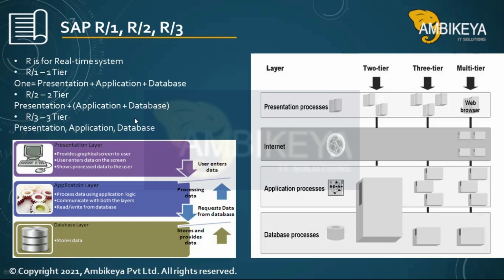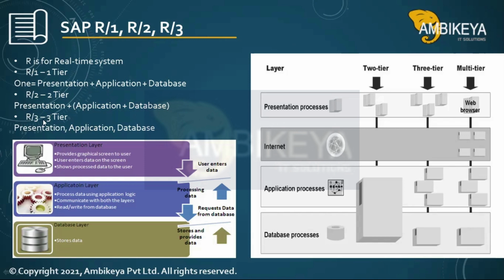Then R2. In R2, application and database are on the same host and presentation is different. So you have two tiers here: presentation, and application with database combined. You can consider the example of an internet cafe. One person manages what exactly you're doing and how much time you're sitting there, and there's a connection. From one central system, 25 to 30 computers are connected. So it's a two tier.